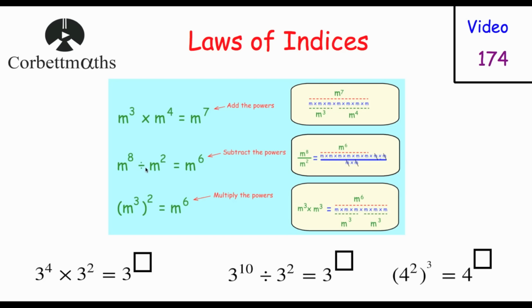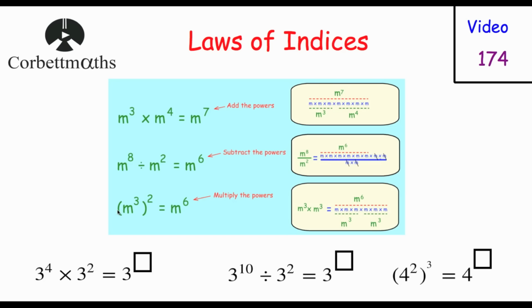Okay, next one, if we're dividing. If you had m to the power of 8, so m times m times m times m times m times m times m times m, and you divided that by m squared, that's m times m, so 2 of the m's would cancel out with 2 of the m's. You'd be left with m times m times m times m times m times m, which is m to the power of 6. A quick way to work that out is, if you're dividing and you've got the same bases, you can take away the powers. You can do 8 take away 2, and that's m to the power of 6.